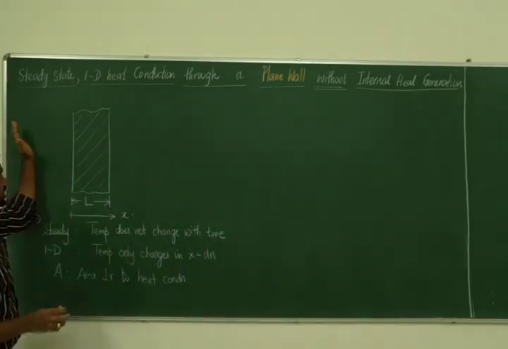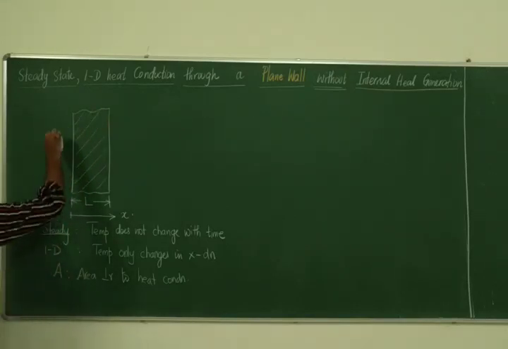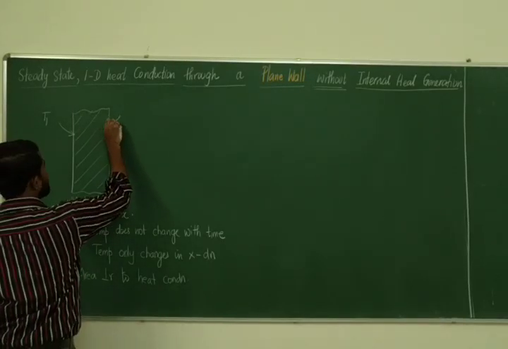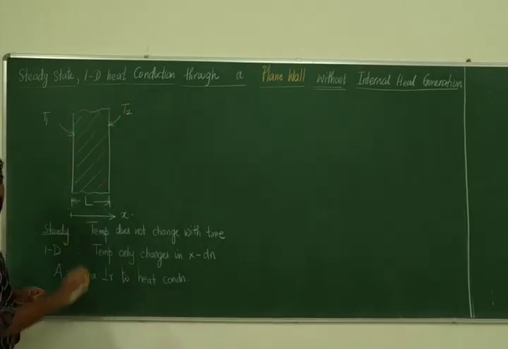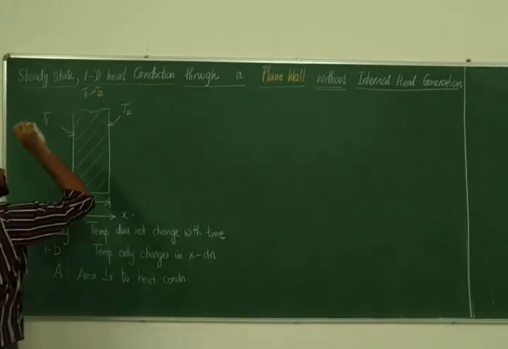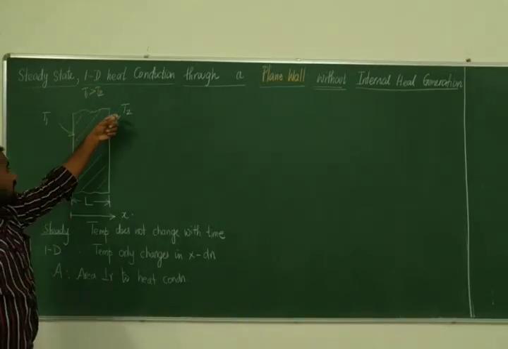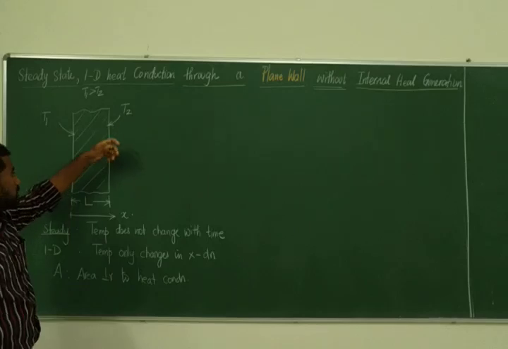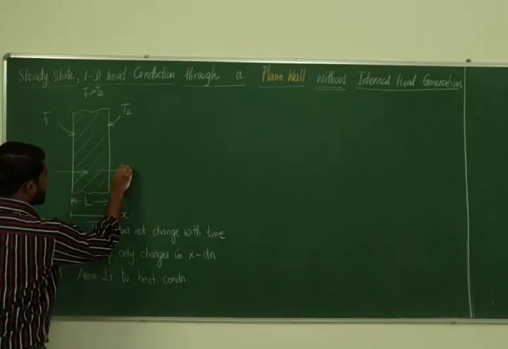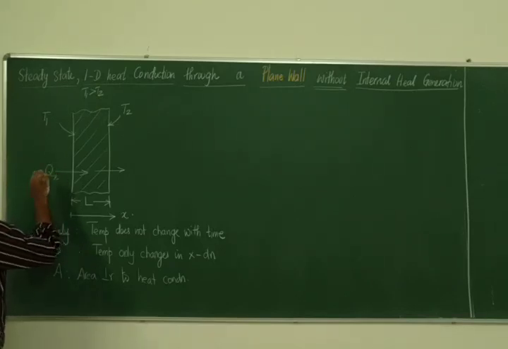Now, there is a steady heat conducted through this plane wall. What is driving the heat is the temperature difference. Say this wall is maintained at a temperature of T1 and this wall is maintained at a temperature of T2. And I am going to assume T1 is greater than T2. The temperature of this wall is high compared to the temperature of that wall. So what will be the direction of heat transfer? Heat will get transferred in this direction.